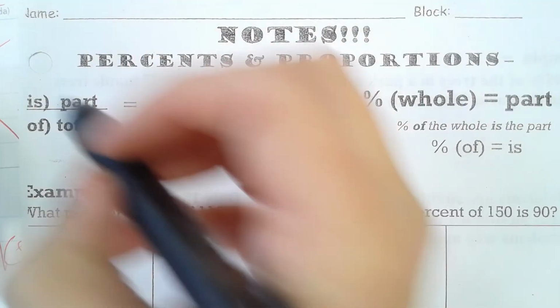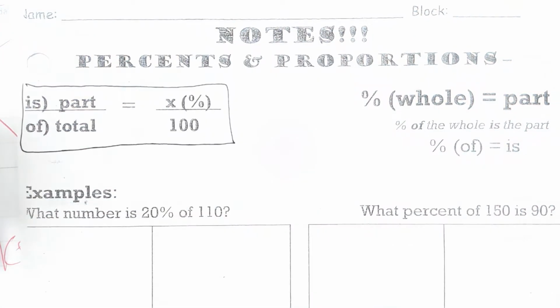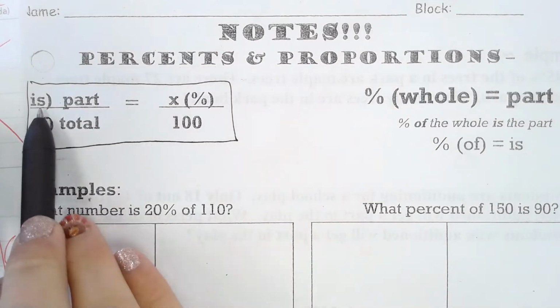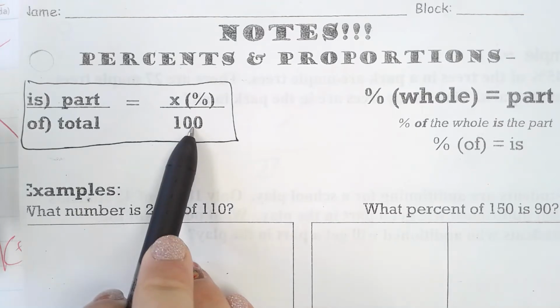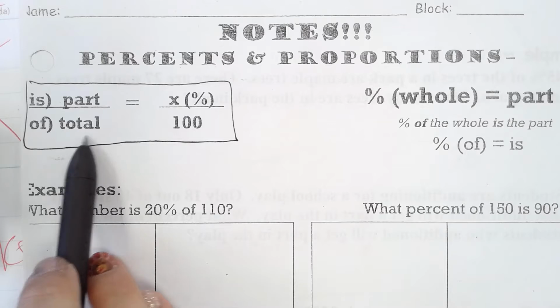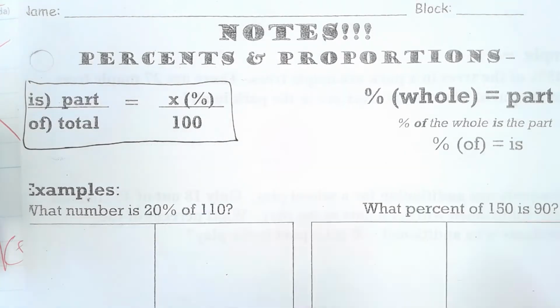And this is the formula that you guys are going to have to remember when we talk about these types of questions. So the formula is is over of equals percent over 100, or you can think of it as the part over the total equals percent over 100. So let's think about this equation.